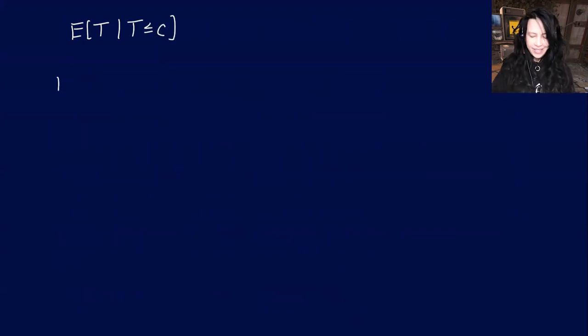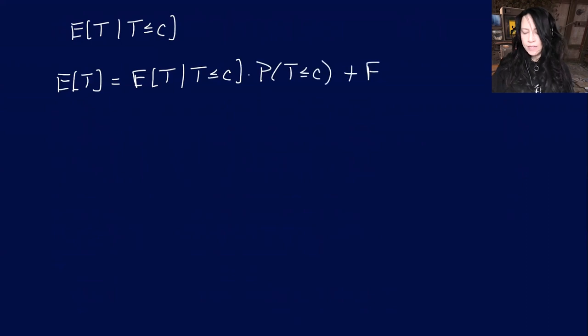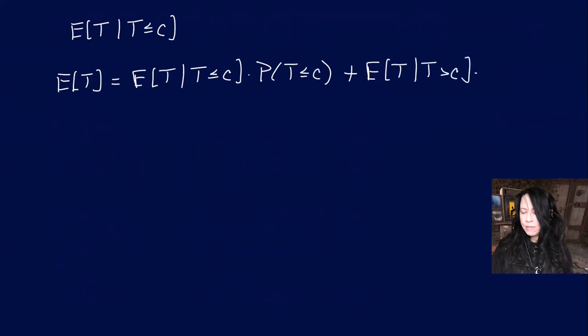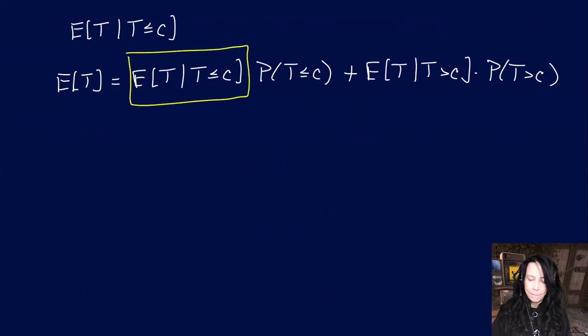Check this out. We can write the expected value of t as the expected value of t given t is less than or equal to c times the probability that t is less than or equal to c, plus the expected value of t given t is greater than c times the probability that t is greater than c. We know a lot of these things. This is what we want to find. And I think we know everything else.